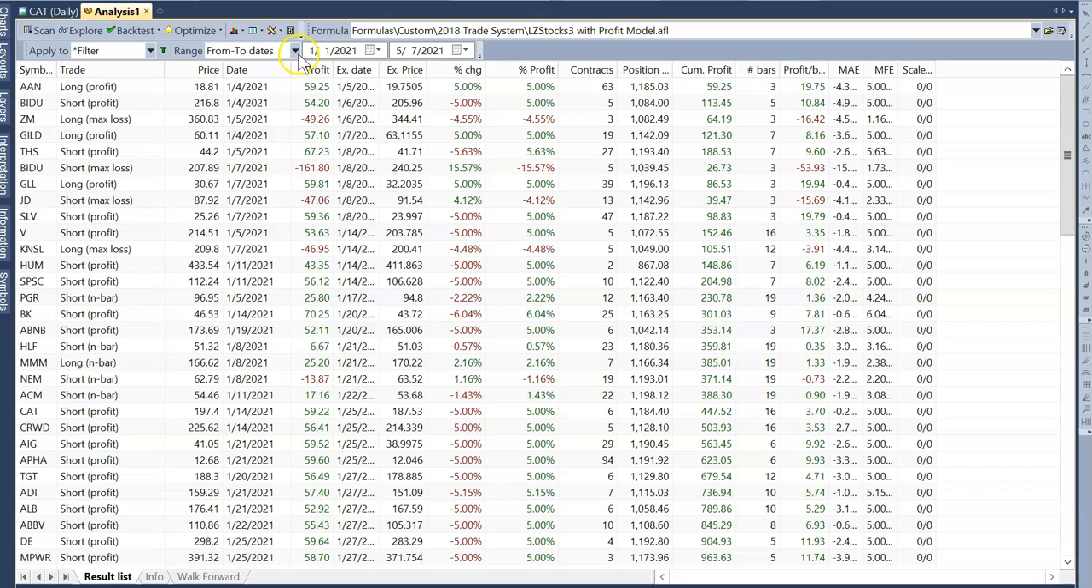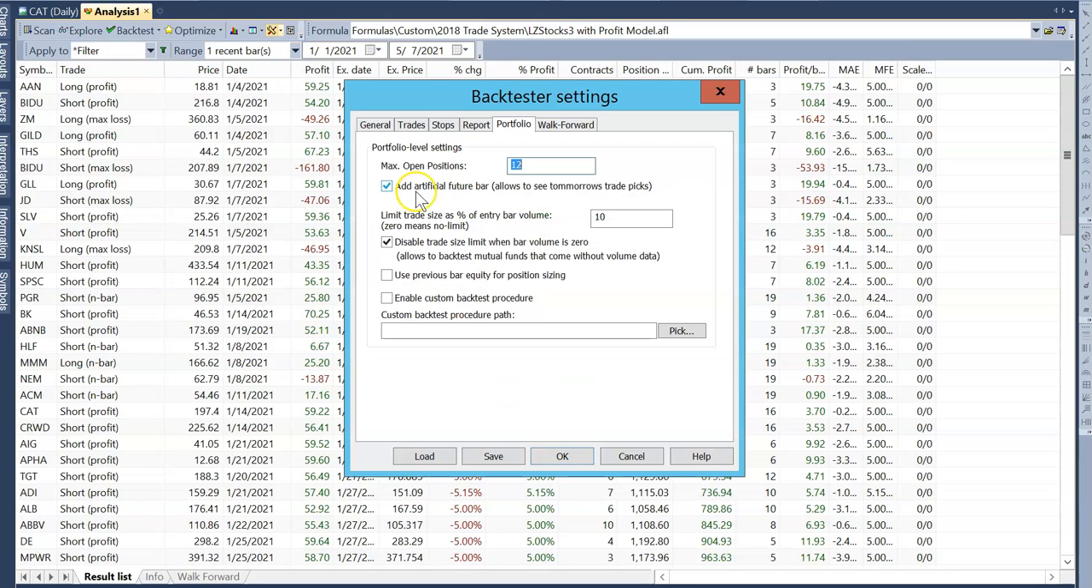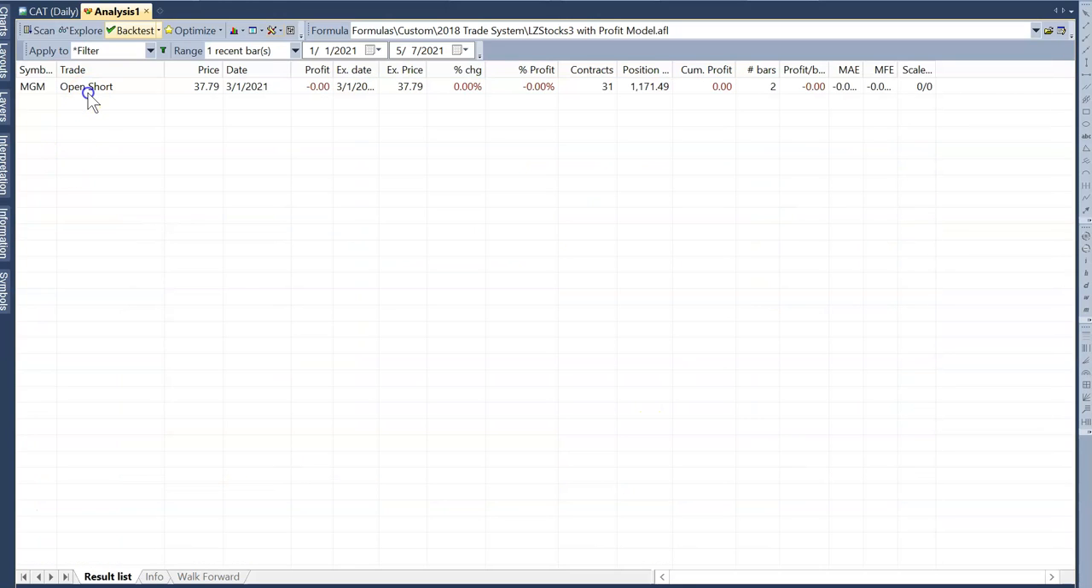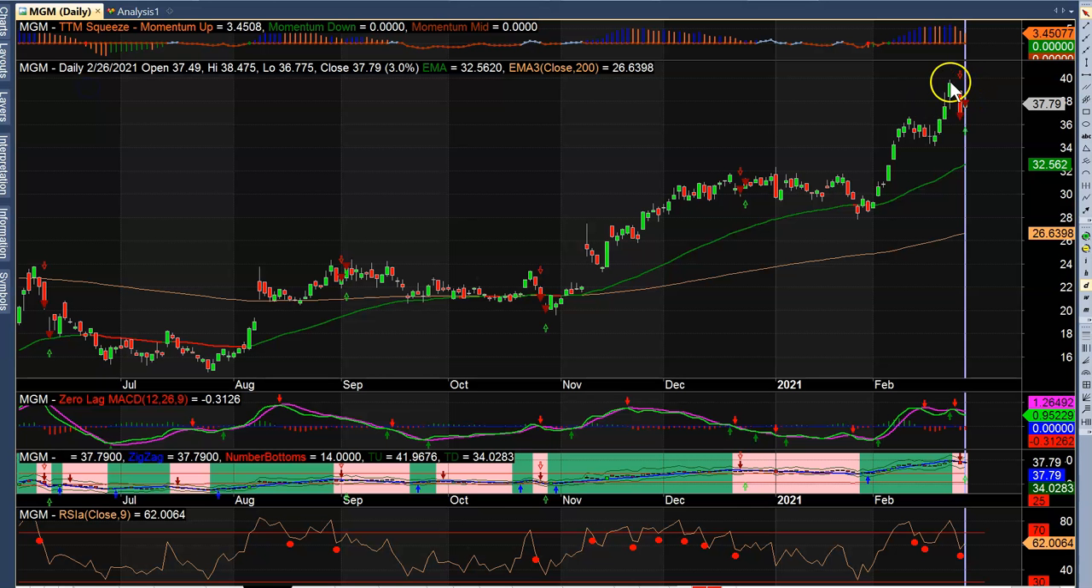So, are there any trades for today or tomorrow? I add an artificial bar for tomorrow so I can see tomorrow's picks. And it says I should open short MGM tomorrow. And there it is. Short for tomorrow. The overall trend is down. The RSI was up above and it has gone down. There was a green bar there on Friday.